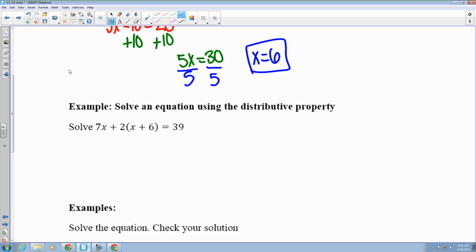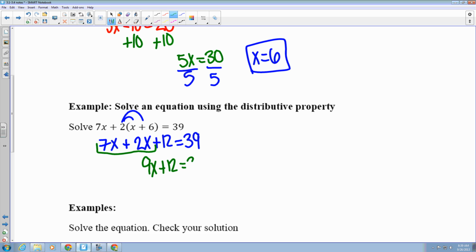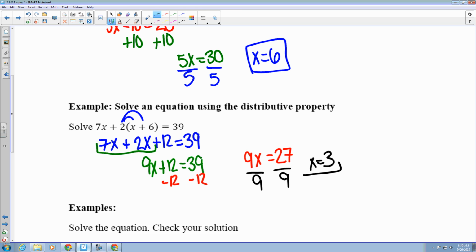Okay, using the distributive property. I know that's not everybody's favorite, but we need to do the distributive property on the side if it's there before we can combine any like terms or do any addition or subtraction. So we need to multiply that 2 into everything in the parentheses. Now this is looking a lot like the last question. We have x terms. Combine. Subtract 12. Divide both sides by 9. And x is 3.